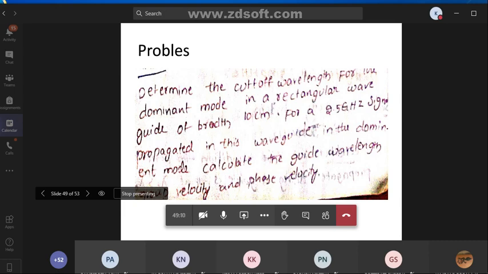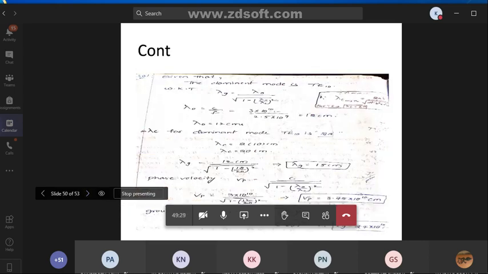See here, the given values are breadth is 10 centimeters and the frequency is 2.5 gigahertz. So we have to calculate lambda g, that is the guide wavelength, phase velocity Vp and the group velocity Vg. Okay, so the dominant mode is TE10.